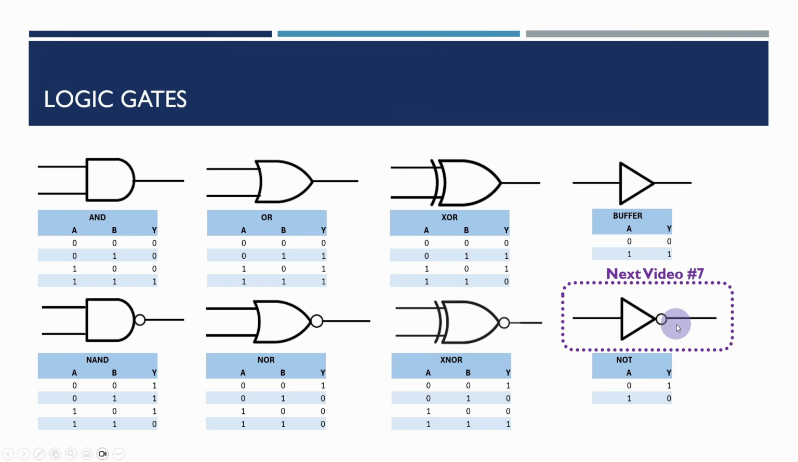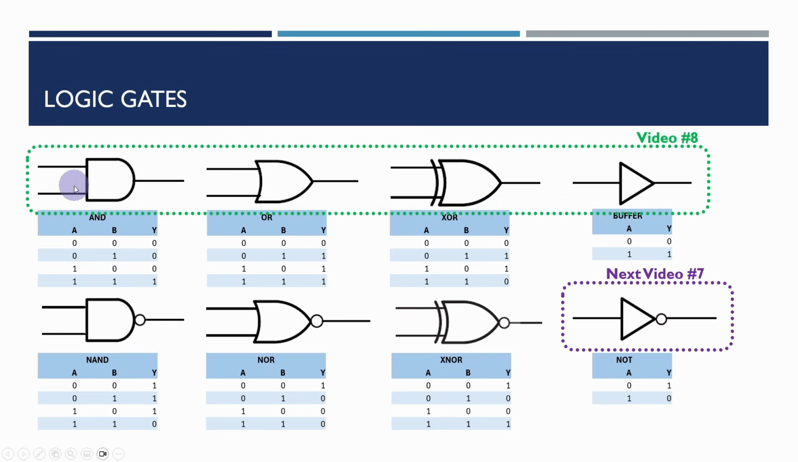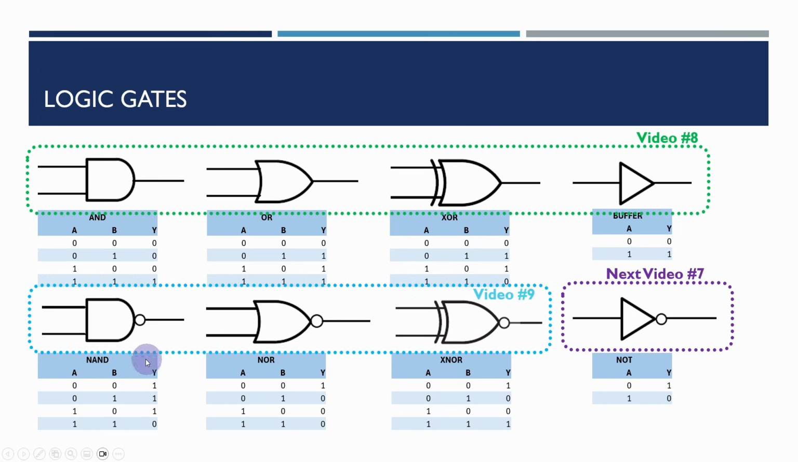So the next video we'll be covering the inverter in more detail and doing some experiments with breadboards to see what happens with different voltage levels. Then we'll be going on to look at the AND, OR, XOR and buffer gates in video 8. And then on video 9 we'll go on and look at the NAND, NOR and XNOR.